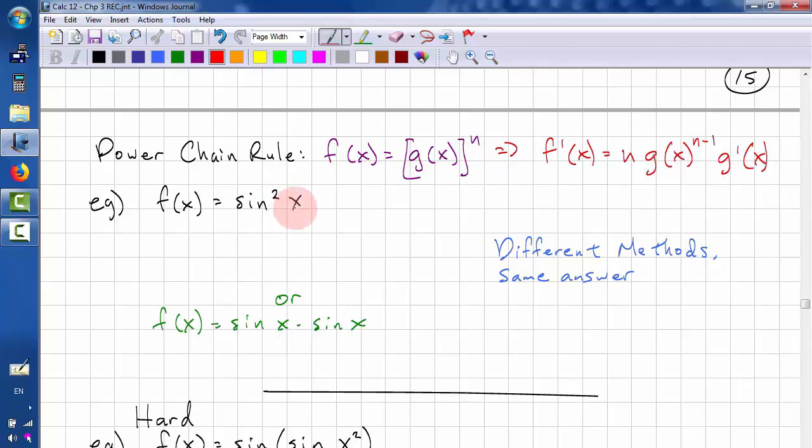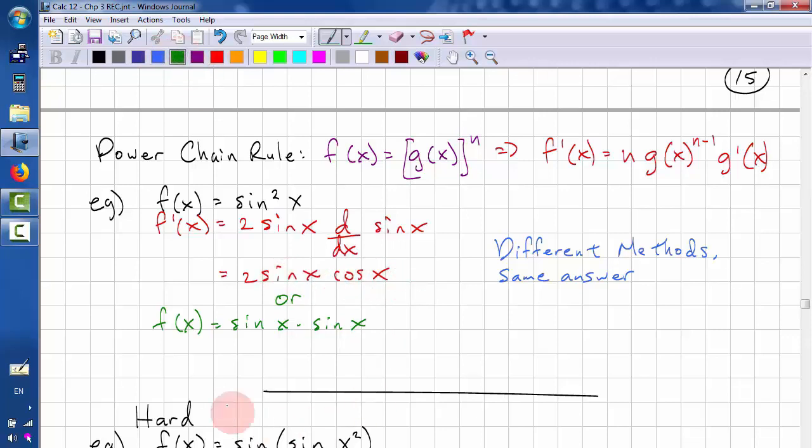Okay, we did this last time, so we should know the answer. F prime of x equals, we take the exponent out front, and we put in g of x, that's just sine x. We reduce the power by 1, so it's 1. And now we do the derivative of g, which is cos x. Okay, and then we get 2 sine x cos x. And when we're ordering, remember sine comes first, cosine comes next, and tangent comes last.